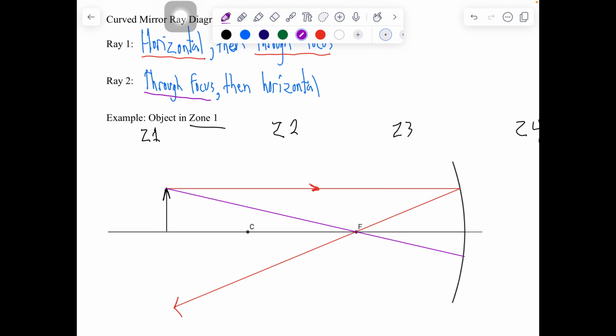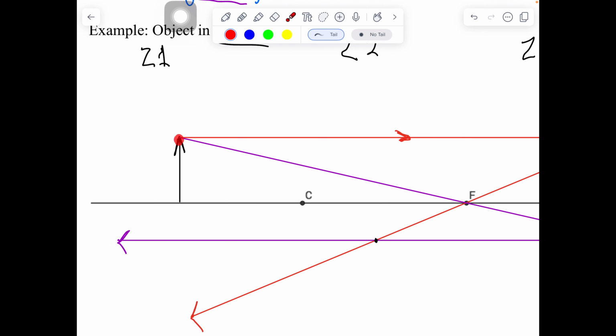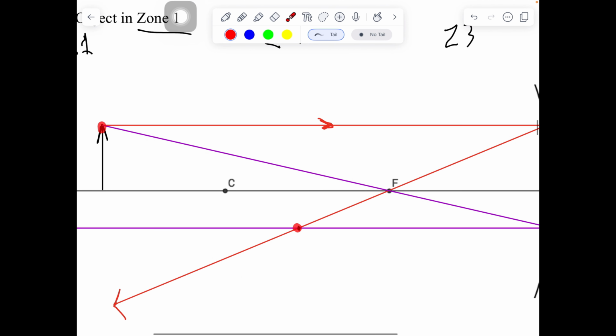And then we're just going to bounce off the mirror in just the opposite way that we did before. Instead of going horizontal and then through the focus, we're going through the focus and then bouncing off the mirror horizontal. Just like this. Now, this point right here, where those lines converge, where they come together, where they meet, that is where the image forms. And that is actually going to be where the top of our arrow is in our image.